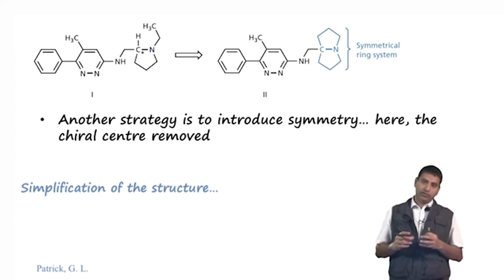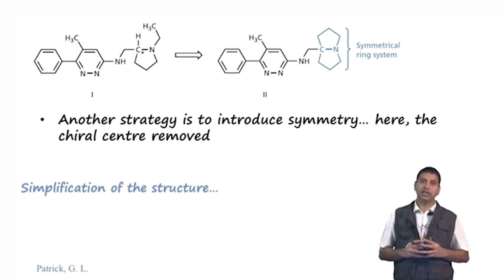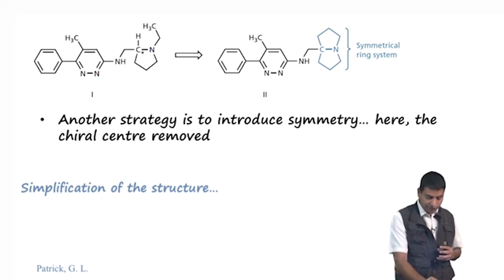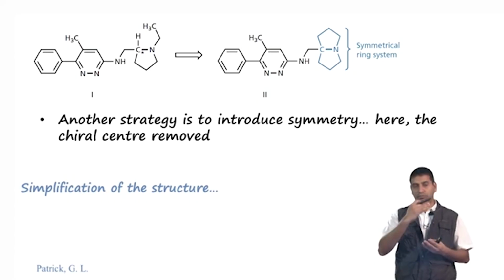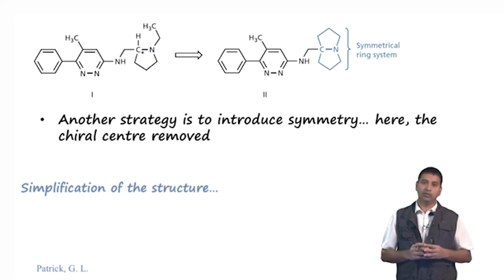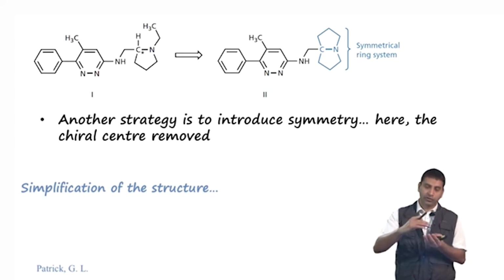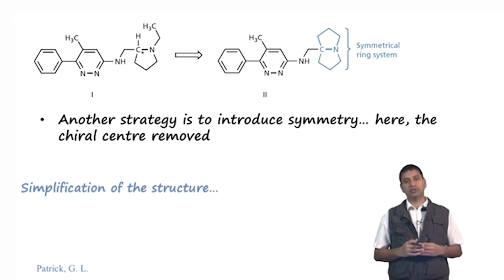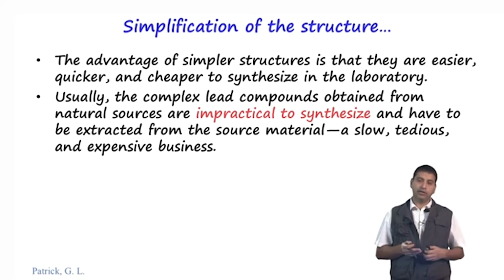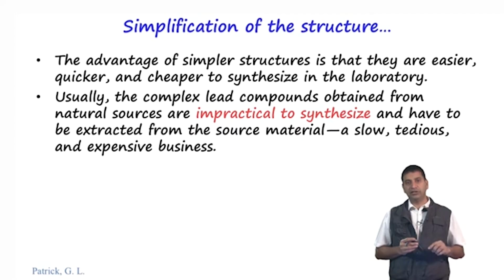Another strategy is to introduce symmetry. That is, if a molecule has an asymmetric center such as the one shown here, what we could do is convert this to a molecule which has a plane of symmetry or any element of symmetry which makes it achiral. In this example, we have introduced two 5-membered rings, which are basically mirror images, and you can draw a plane of symmetry which makes the molecule on the whole achiral. Again, this is classified under simplification of the structure. The advantage of simpler molecules is that they are easier, quicker and cheaper to synthesize in the lab.